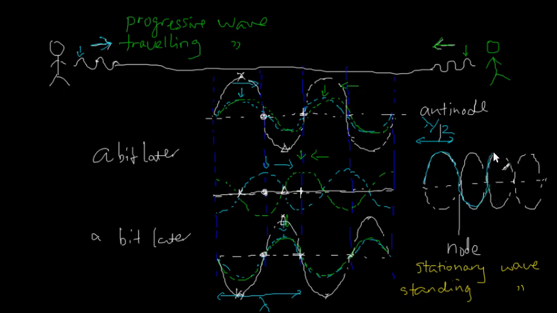This is one wave. That's the other wave. Which is why one wavelength goes from here to here. That would be one wavelength.